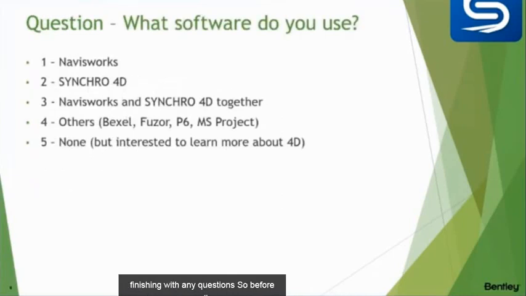So before we dive into the main topic today, I'd like to get an understanding of what software people are using today. I won't use any apps like Slido as we have a limited time today, but as you can comment the number that corresponds to the answer that relates to you. So for example, if you're using Navisworks today, put 1, put 2 for SYNCHRO 4D. If you're both using Navisworks and SYNCHRO 4D together already, put 3. If you're using other solutions like Bexel or Primavera, put 4. And if you're using none, but you joined today because you're interested in learning more about 4D planning and scheduling, put 5. So I'll give you a couple of moments for everybody to put the answers through there.